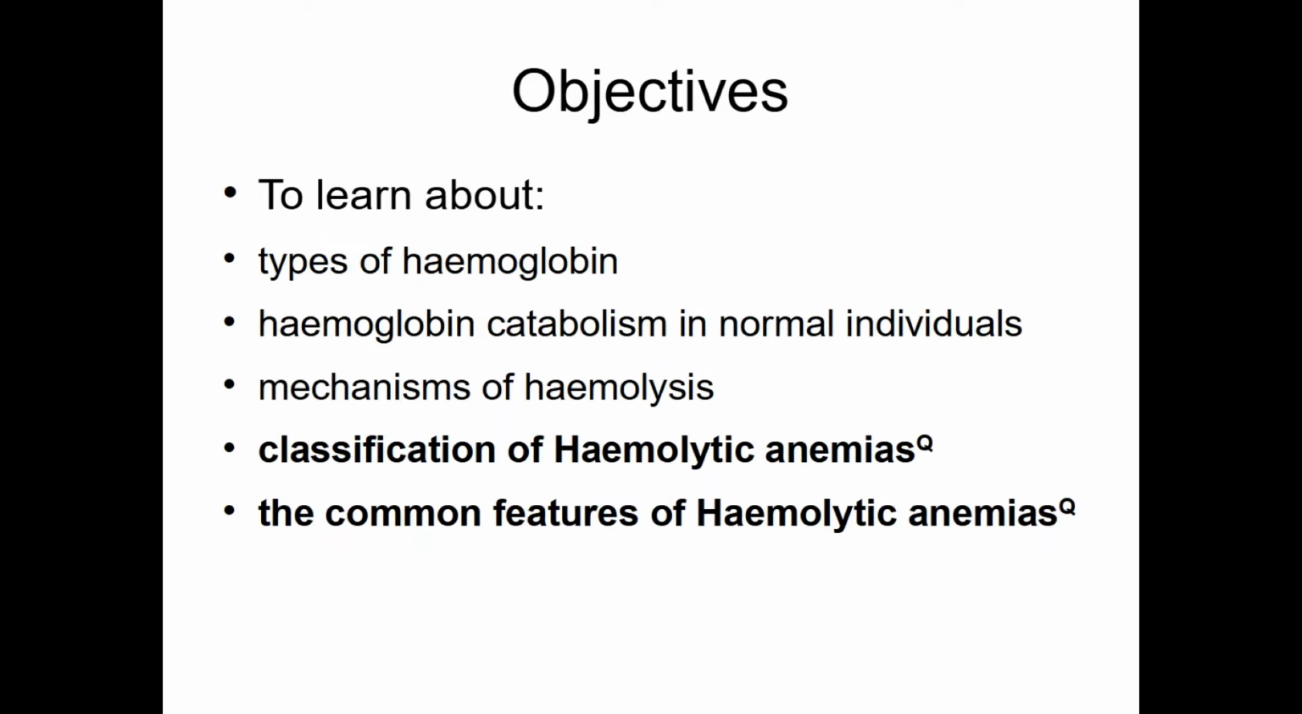Hello everyone. In this class, we'll learn about hemolytic anemias. The objectives of this class are to learn about the types of hemoglobin, the hemoglobin catabolism in normal individuals, that is, how RBCs are destroyed, the old RBCs in you and me. Then we have to learn about the mechanisms of hemolysis. There are two mechanisms basically.